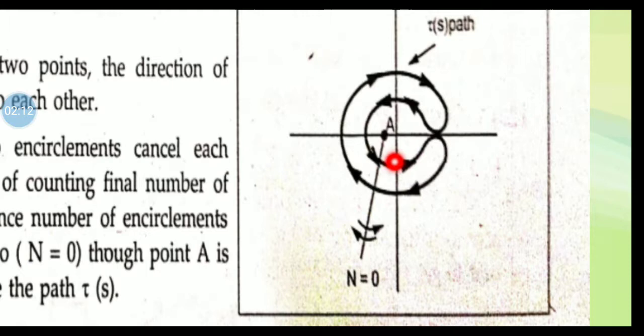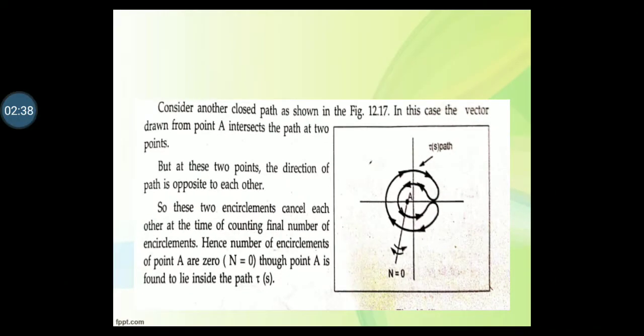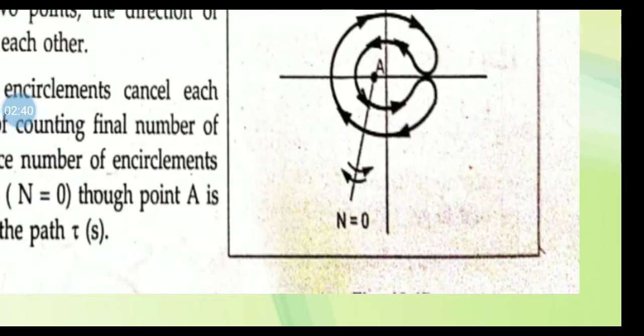But if we see the direction of these two paths at these points, here it is different direction, here it is different direction. One is in anti-clockwise, one is in clockwise direction. So you can see the direction of encirclements are different. Due to that, these two encirclements cancel each other at the time of counting the final number of encirclements. Hence the number of encirclements of point A is 0. That is why N equal to 0 has been written for point A, even though this point A is lying inside this path.